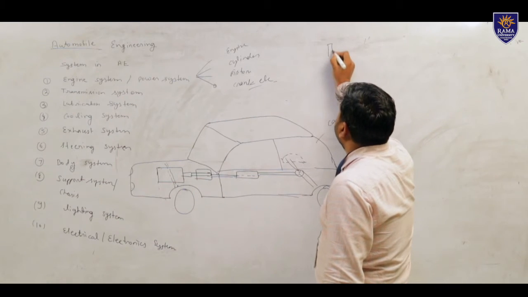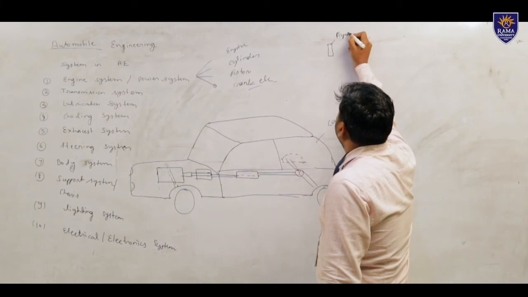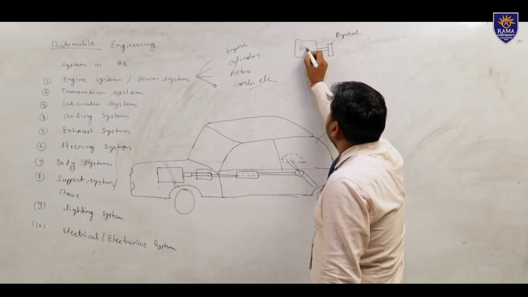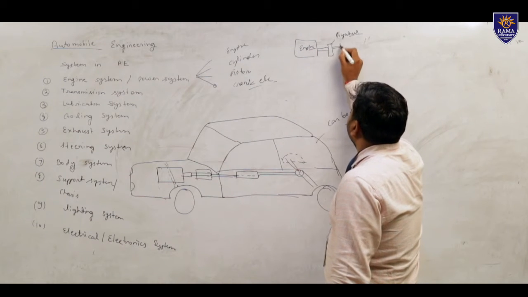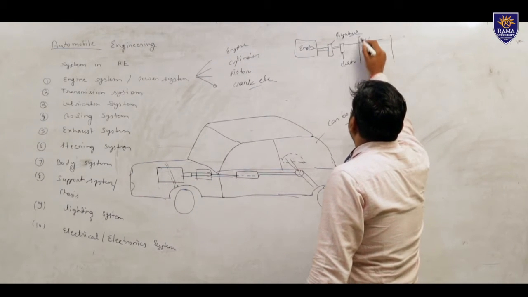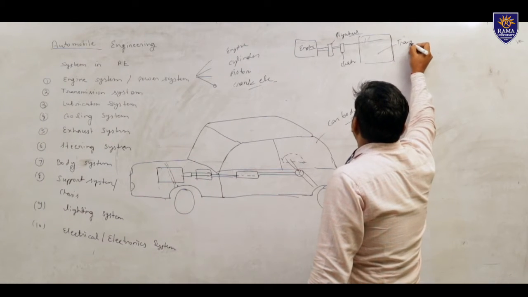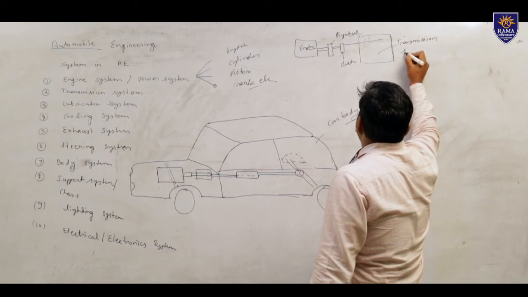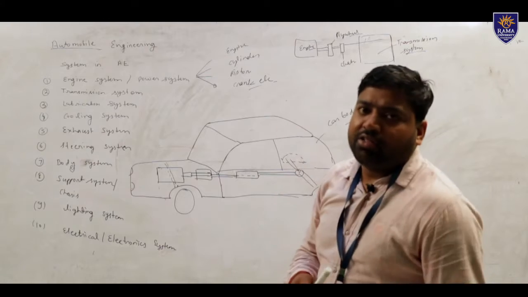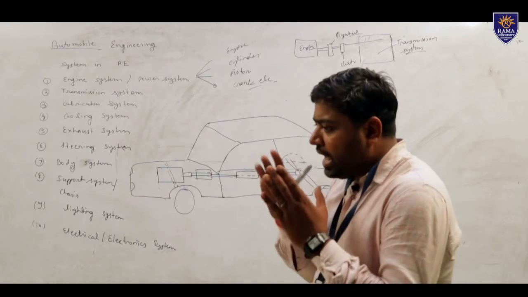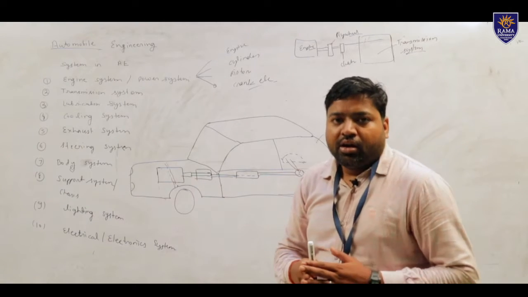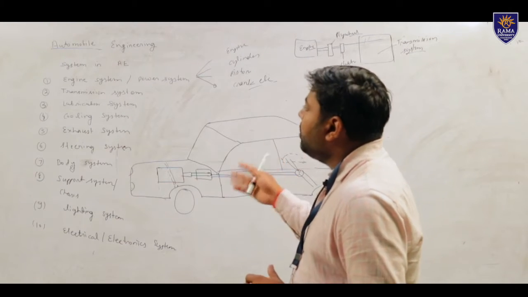That means this is the flywheel, and before this is the engine, and the flywheel will be connected to the clutch, and then this is the complete transmission system. Okay, so when the clutch is connected to the flywheel, the clutch has a property that it can be disengaged and engaged when we require, as otherwise the vehicle will not move.